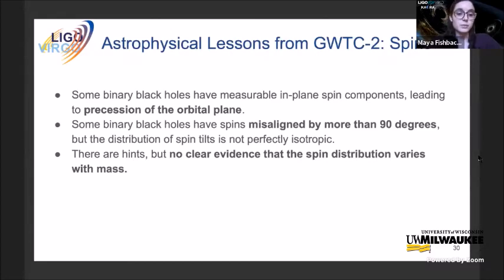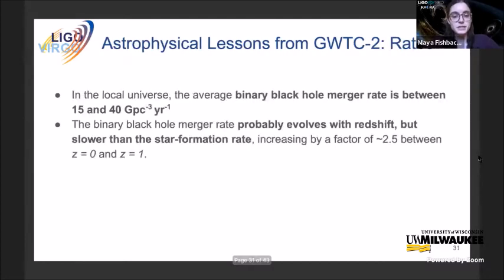On the other hand, the distribution of spin tilts is not perfectly isotropic. So it seems like more binary black holes have aligned tilts than misaligned tilts, which suggests that there may be multiple formation channels producing the black holes that we see. And there are hints, but not yet any clear evidence, that the spin distribution varies with mass. So moving on to the next slide.